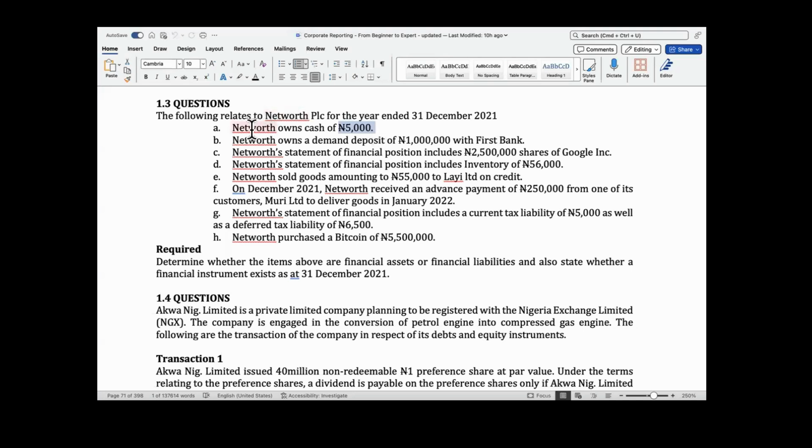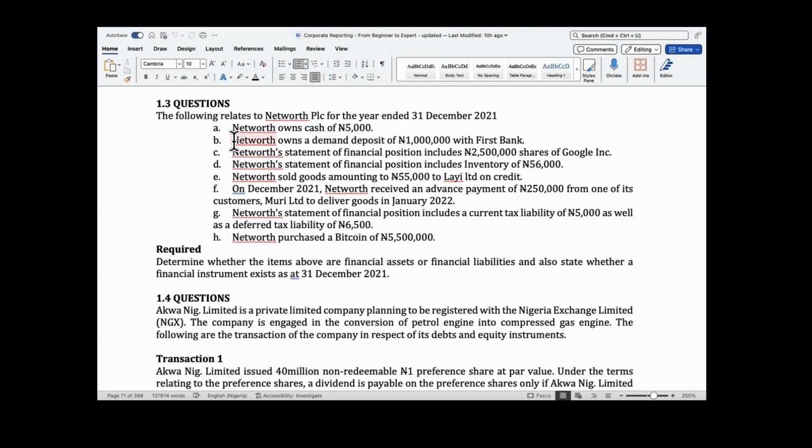So the answer to this one is that Networth has a financial asset, which is cash, and it is not a financial instrument contract. We don't have a financial instrument here because there is no other party.